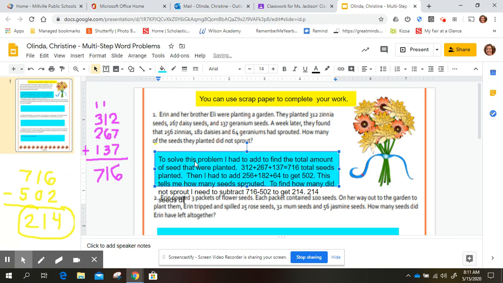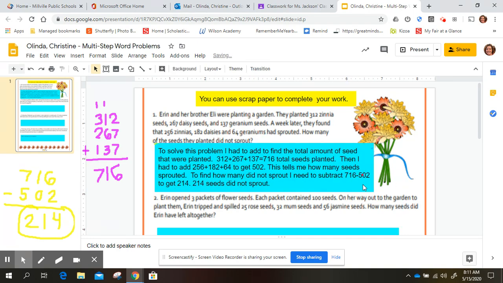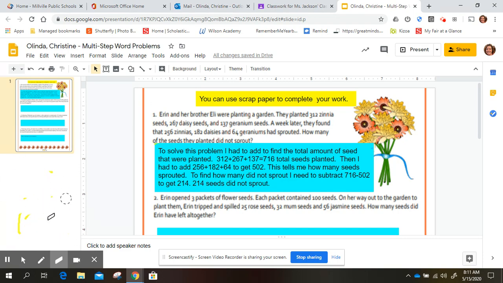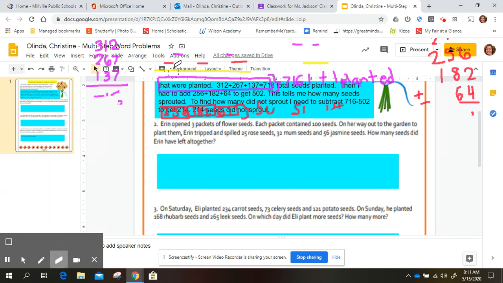214 seeds did not sprout. And we can always fix this because it looks like it's all over. We'll just grab that text box, move it up, and we can pull a little ways this way. Let me erase some of that. And remember, you can pause this if you wanted to copy it down, or if you were doing it on your paper, you could do the same thing. And then you could type your answers in, or if you were just checking to see if you got it right. All right, number 2. Oh boy, that's a lot of scribble scrabble up there. Okay.